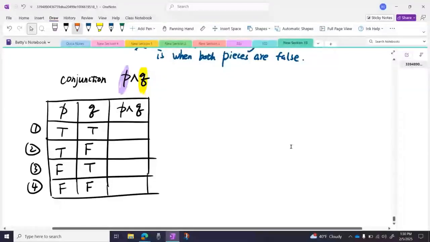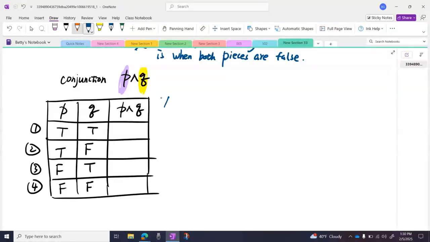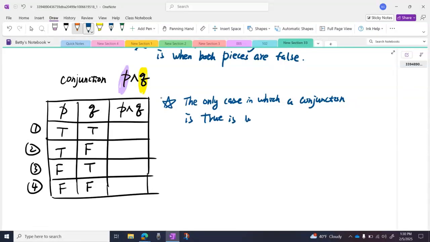To make P and Q true, both of them have to be true. So here, the sentence I want you to memorize when it comes to determining the truth value for a conjunction is: the only case in which a conjunction is true is when both pieces are true.